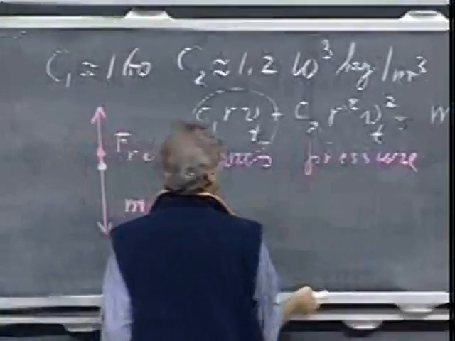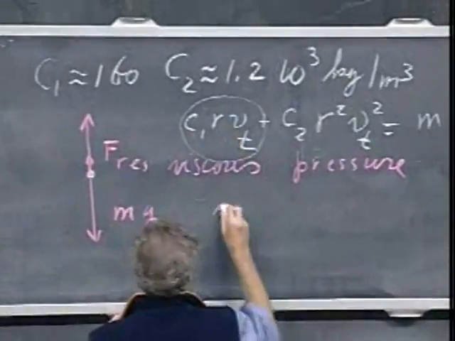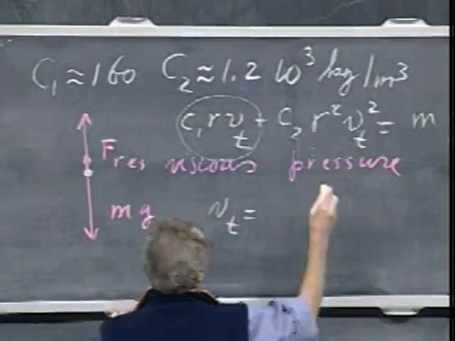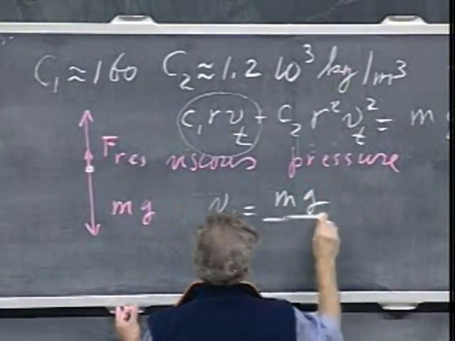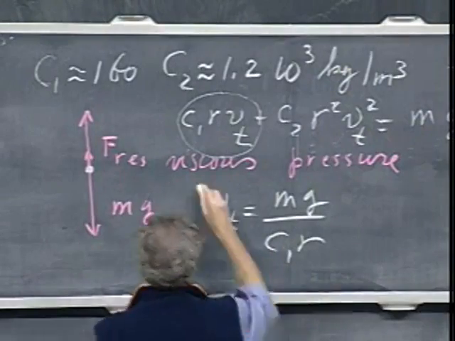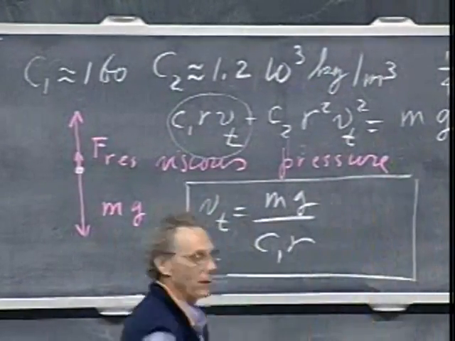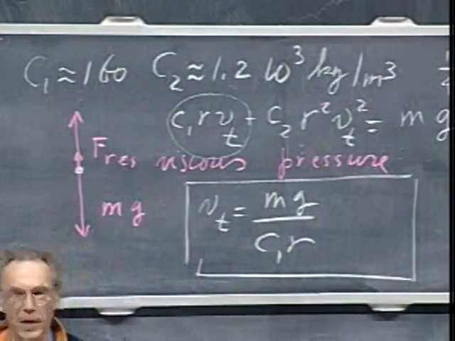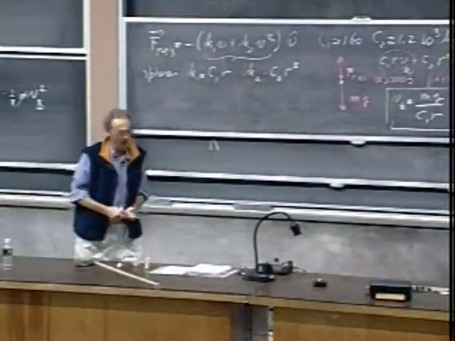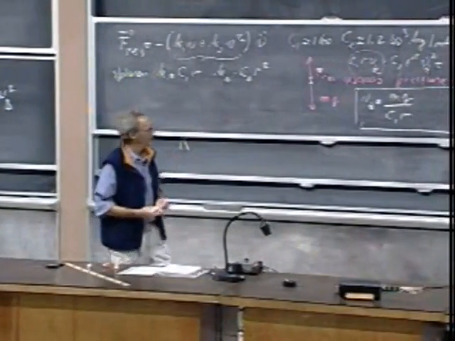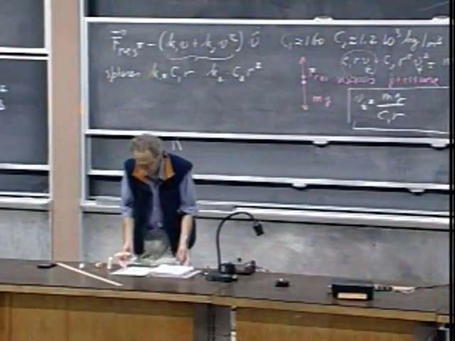And if that term can be ignored, you can see immediately the terminal velocity is going to be mg divided by c1r. And that, by the way, for our 1/4 inch ball bearing, turns out to be something like 2 centimeters per second. Many, many orders of magnitude lower than the 100 miles per hour, which was the critical velocity.